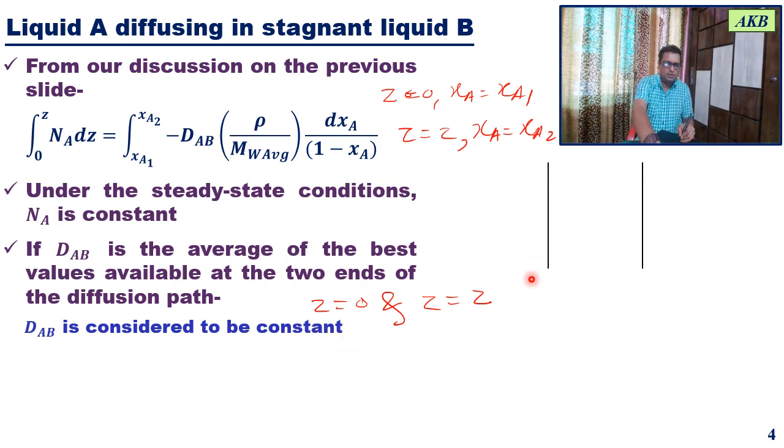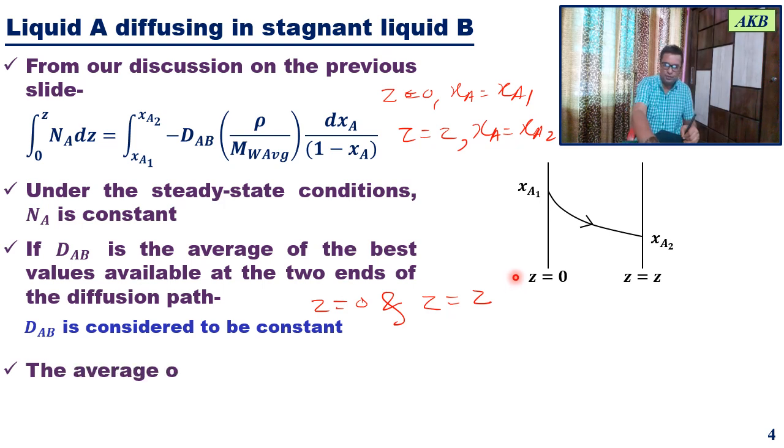So you have the diffusion path z is equal to 0, z is equal to z, and the same profile I have again shown. Over here you know the best value, over here you know the best value, the average of these two is dAb, and if that is the case you can consider that as constant. Again, I have discussed it in my previous video.